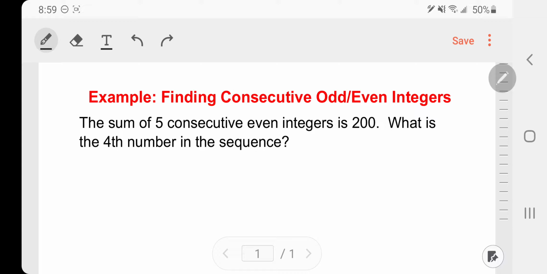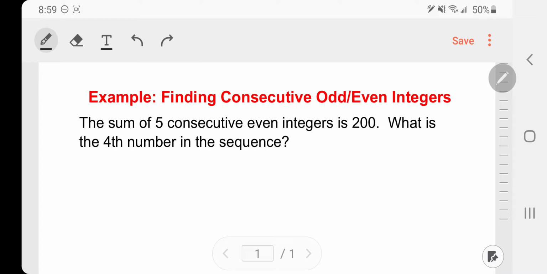Alright guys, today we're going to take a look at a popular word problem that tends to show up pretty often on different standardized tests, and that's looking at consecutive integers that add up to a specific number. So this one is going to look at 5 consecutive even integers specifically that add up to the number 200.